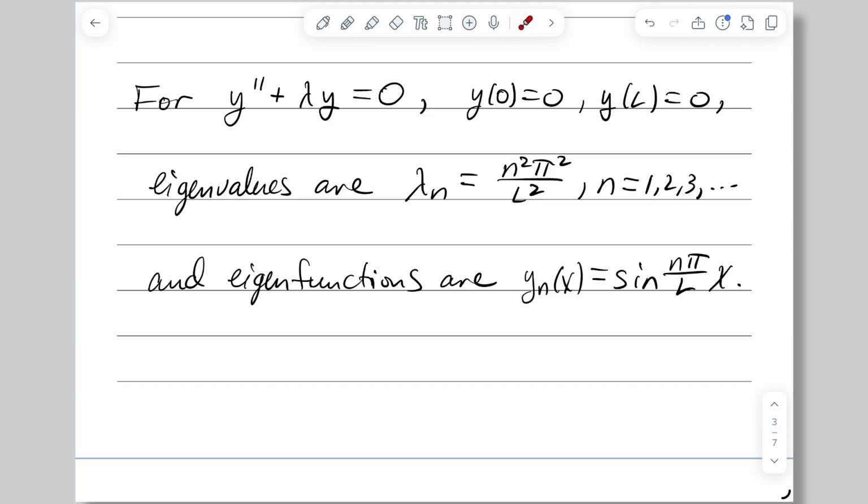In the previous video, we saw that for the boundary value problem y double prime plus lambda y equals 0 and boundary conditions y of 0 equals 0 and y of L equals 0, eigenvalues are lambda sub n equals n squared pi squared over L squared for positive integer values of n, and eigenfunctions are y sub n of x equals the sine of n pi over L x. We're going to put these into the context of physical situations.